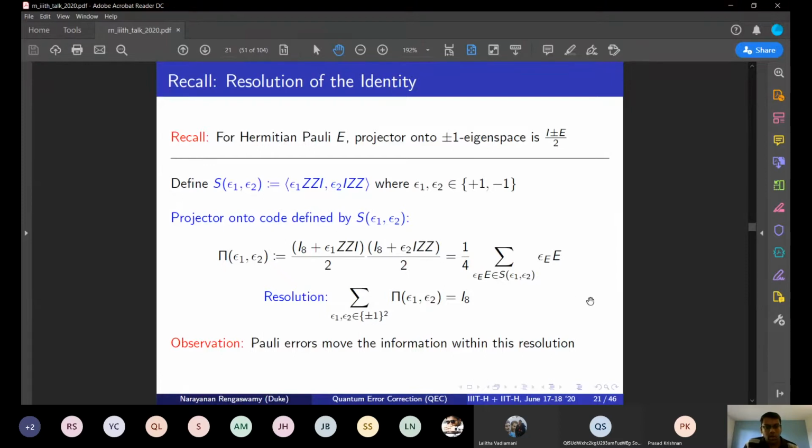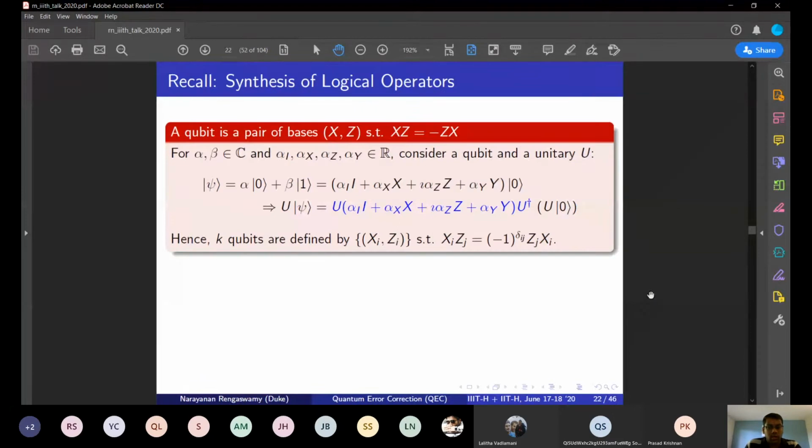Finally, we saw this notion of thinking of a qubit as a pair X and Z instead of a single qubit, a length 2 vector. Any qubit is abstractly just a pair of X and Z, and whenever a unitary acts on it, all you have to study is how it acts on X and how it acts on Z, and then you have defined the evolved qubit. If you have k qubits, each qubit has a pair X and Z. They have to anti-commute, but X on one qubit and Z on a different qubit have to commute, and similarly.